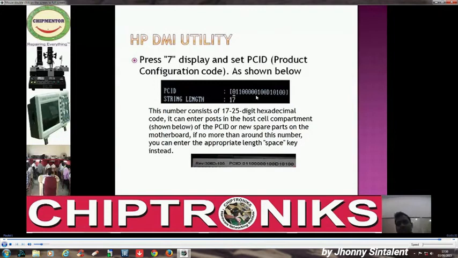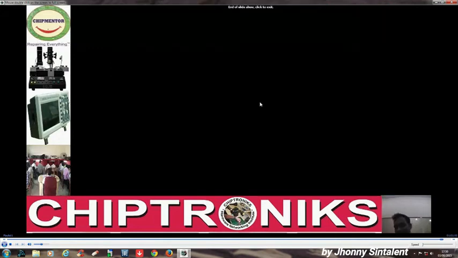This is very important, and you can find it close to your RAM slot on the motherboard, this PCID, right? Or if you don't find it, then you just put a string of around 17 characters, right? Just put any string of 17 characters over here.